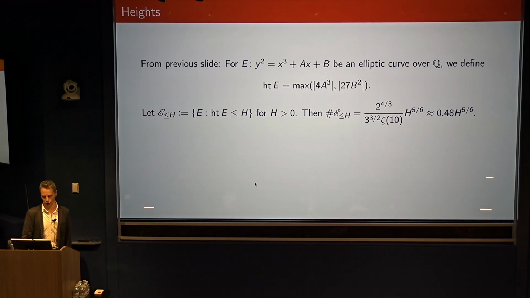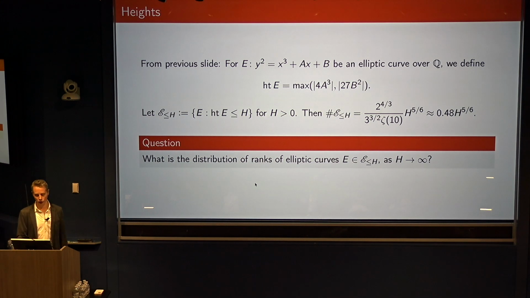up to height h. And now we have a precise question. What is the distribution of ranks of elliptic curves E in this set as h goes to infinity? Does that limiting distribution exist? What does it look like? What can you expect from it? That's the more precise version of our question.